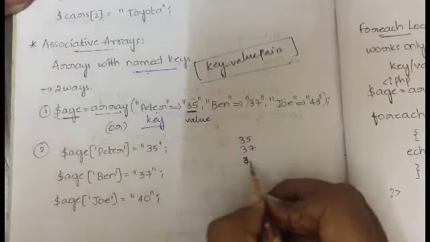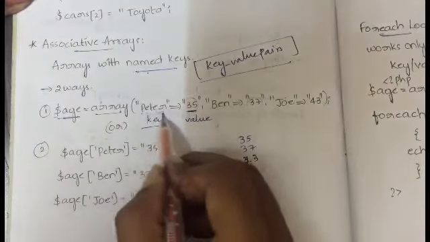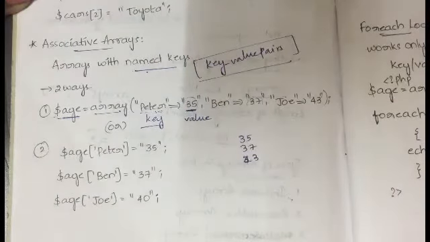But in case you want it along with the names, then you have to specifically mention the key also in the print statement.